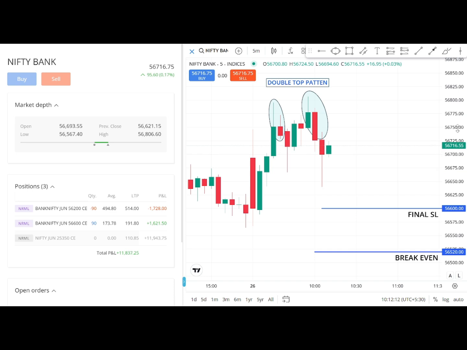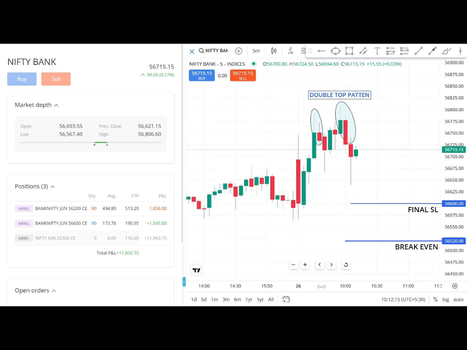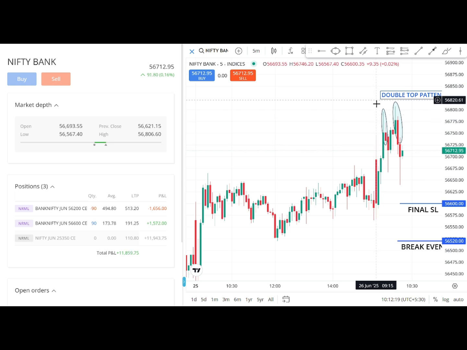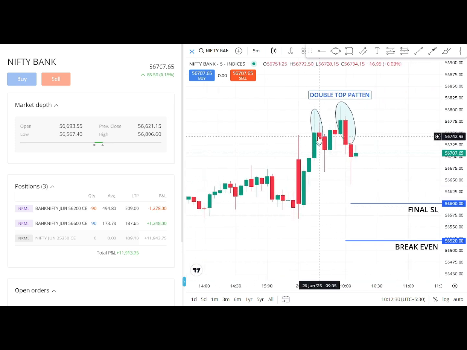You can see the market made a double top. It's going to be bearish. So we get more confirmation to hold, and we have downside support also. Try to come and again take support, then try to pull. So we're going to hold until break even.